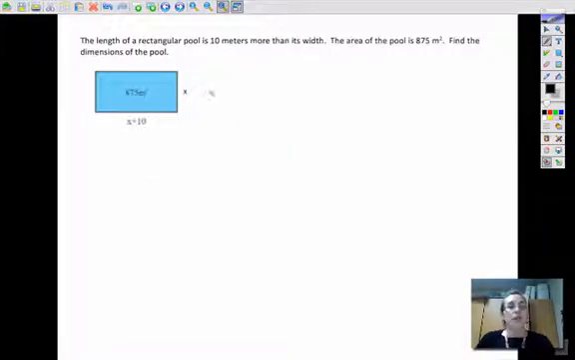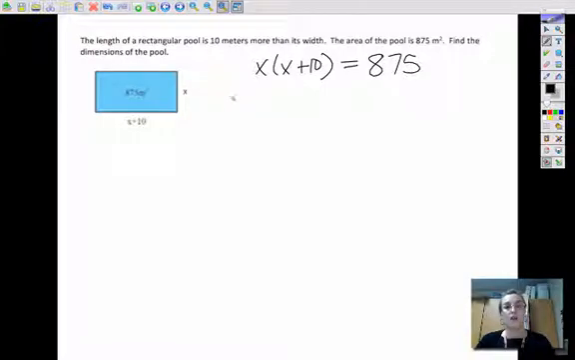Okay, a lot of times also quadratics are used when we're talking about the area. We have that the length is 10 meters more than the width, so we set the width at x and we set the length at x plus 10. And we know that the area, so x times x plus 10, length times width, equals 875. So this will give me x squared plus 10x minus 875 equals 0.